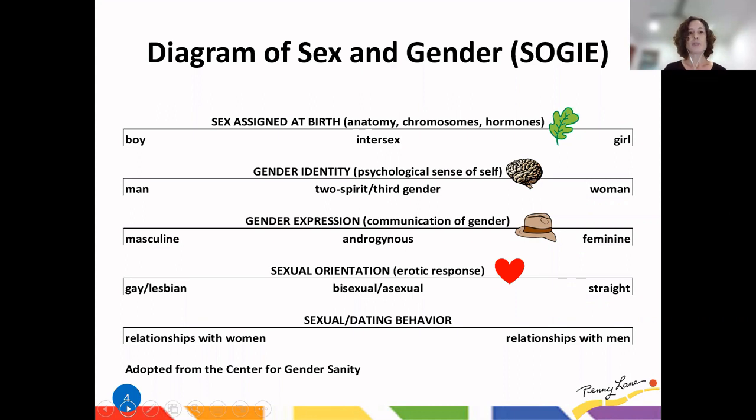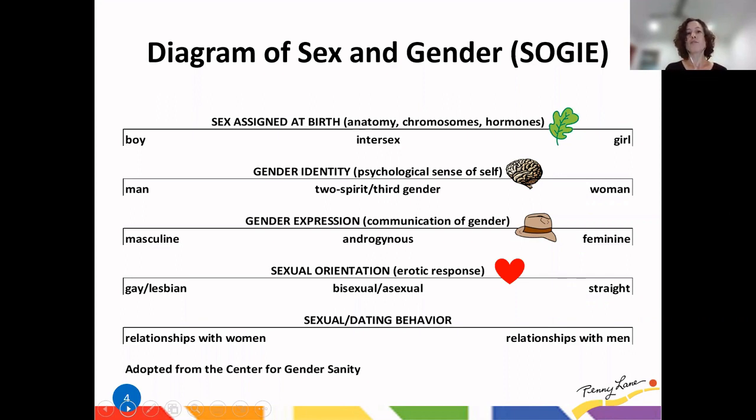Now, the relationship between these first two lines, between sex assigned at birth and gender identity, that's where we get the transgender experience. So if somebody's sex assigned at birth was boy and they identify as a woman, they are a transgender woman. If somebody's sex assigned at birth was girl and they identify as a man, then they are a transgender man.